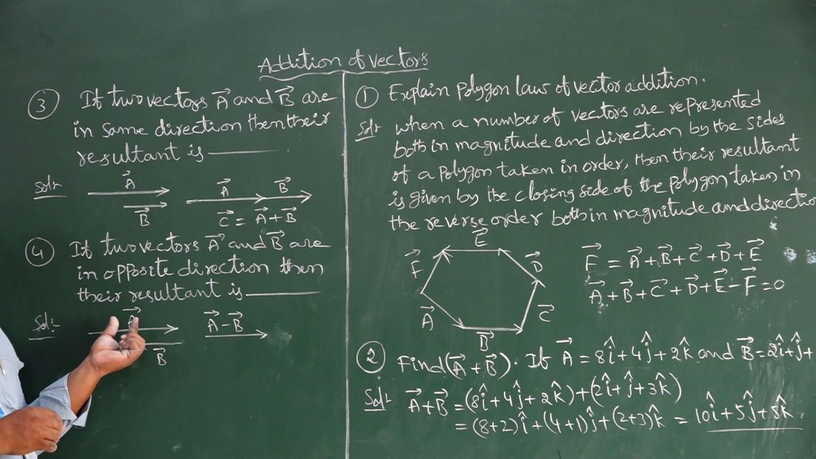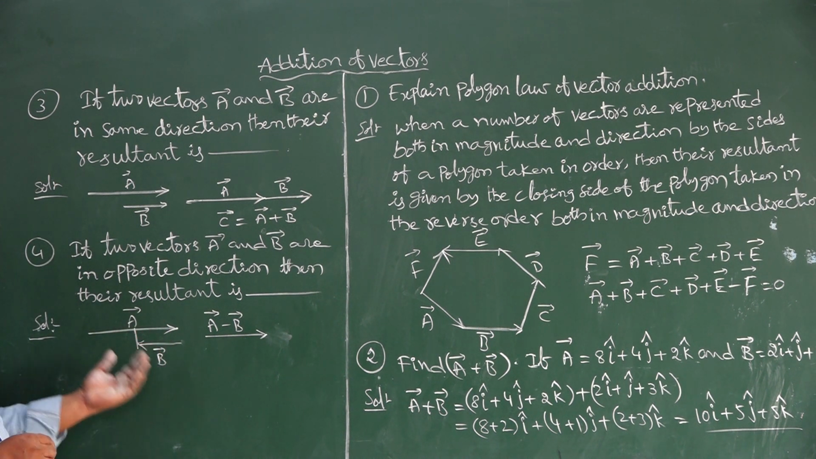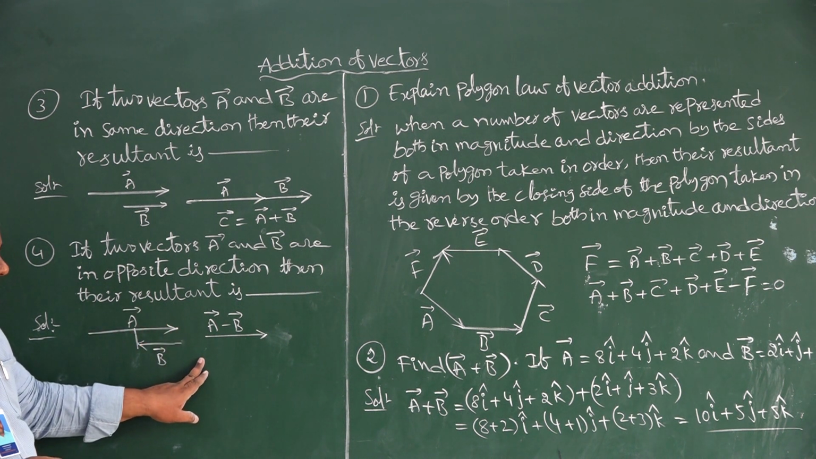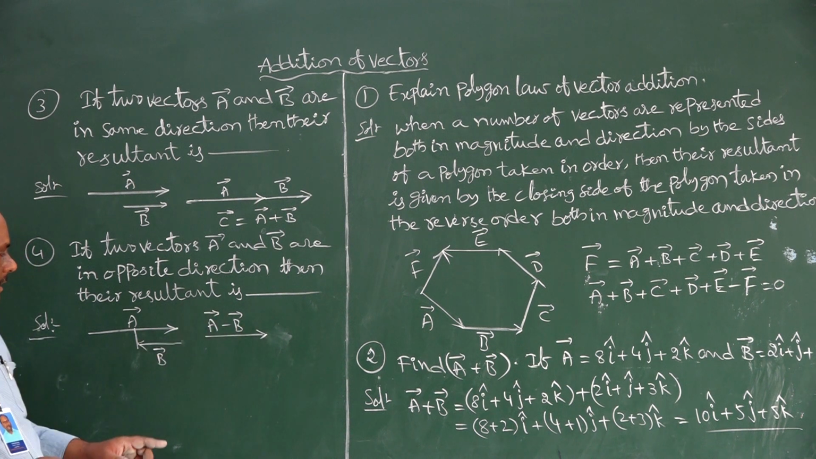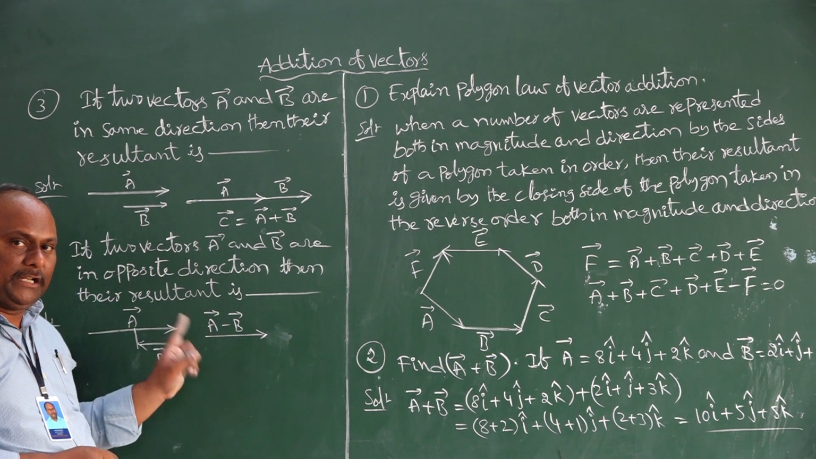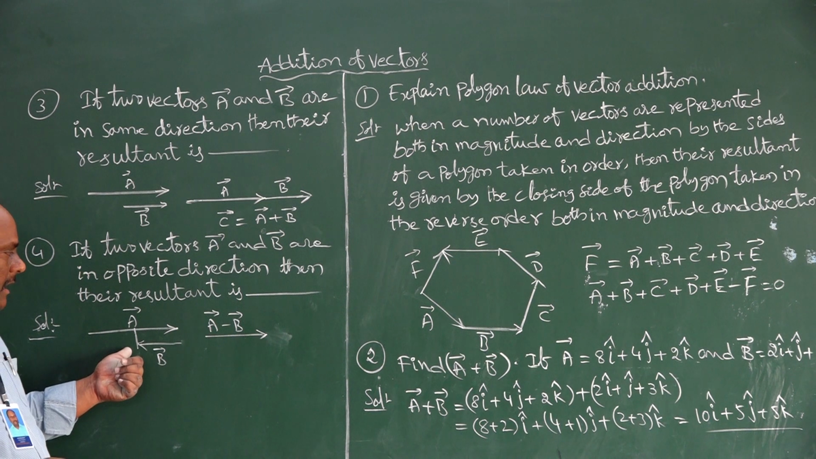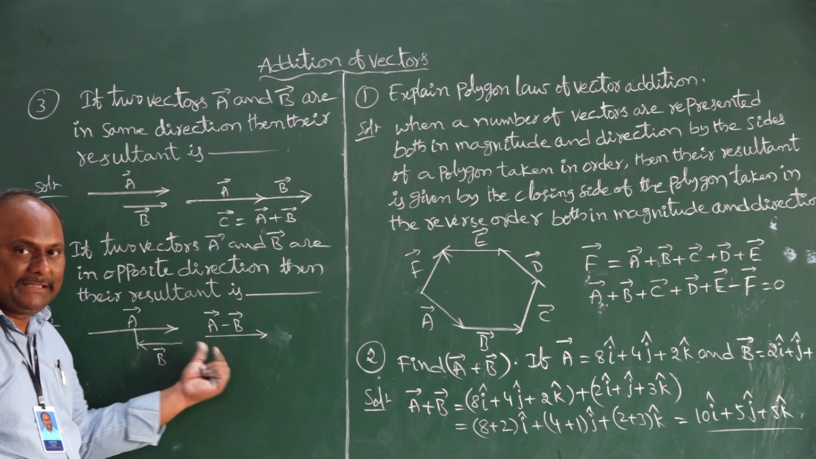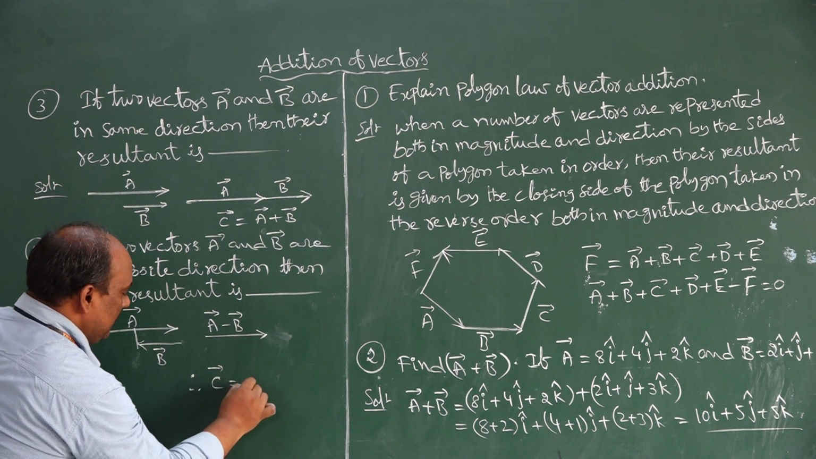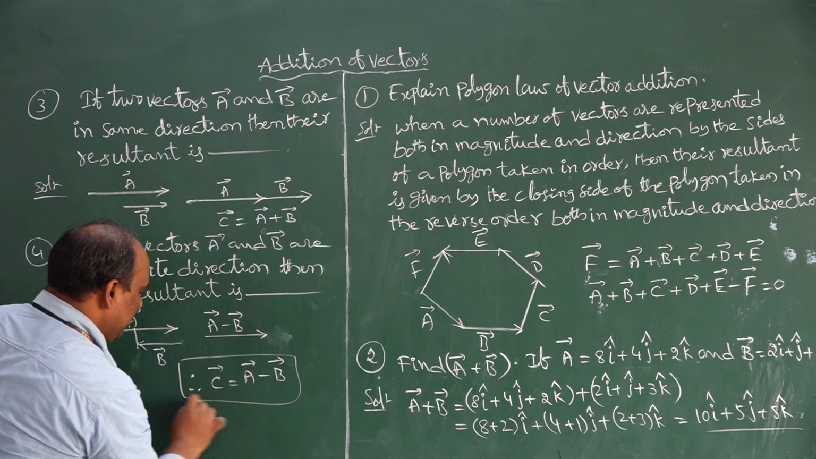Here, the length of the vector A bar is greater than the length of the vector B bar. That's why, what is the resultant of these two vectors acting in opposite direction? That is A bar minus B bar. The direction of this A bar minus B bar is along the direction of the larger vector, and the magnitude is less than this A bar. Therefore we can write this new vector as A bar minus B bar. This is the answer for this question.